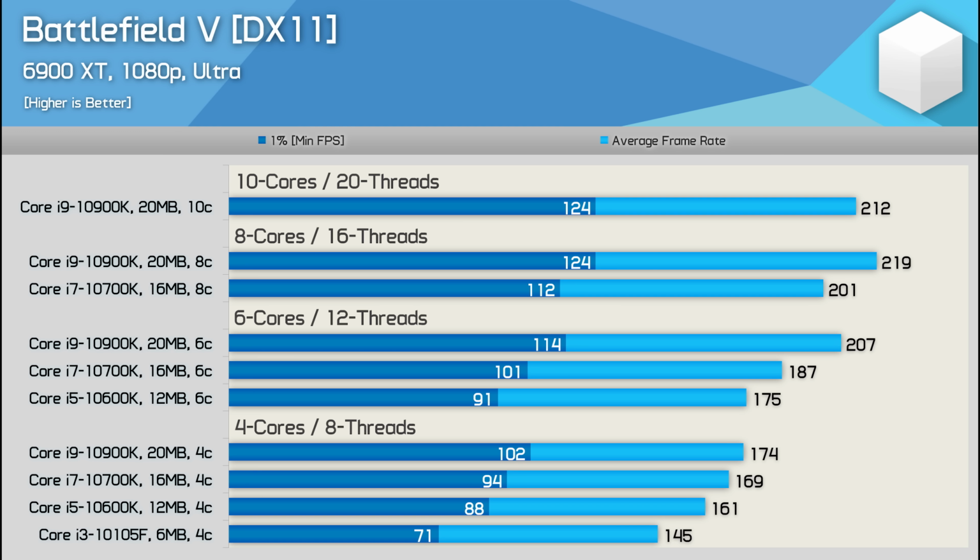In fact, when it came to 1% low performance, the 10105F did struggle quite a bit, dipping down to 71 FPS, making it 19% slower than the 10600K and a massive 30% slower than the 10900K. Again, that's quite an incredible difference that's almost entirely down to the difference in L3 cache capacity.